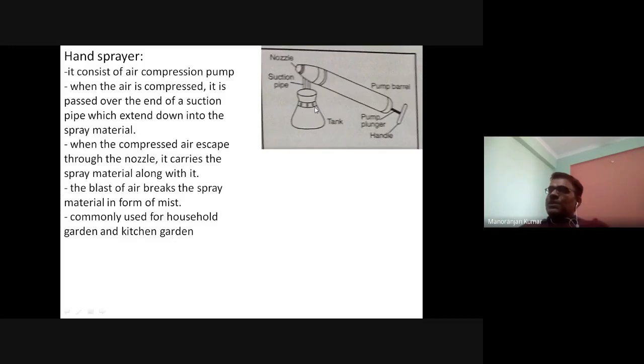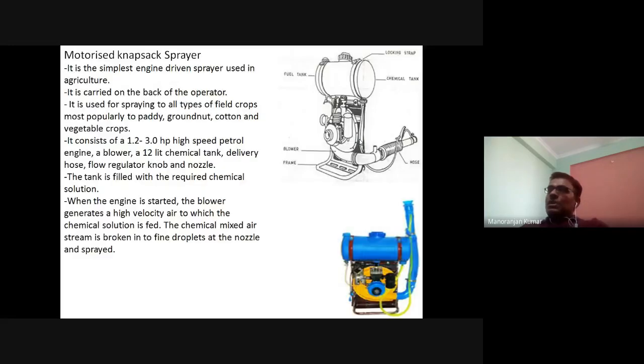So this type of sprayer is commonly used for household garden and kitchen garden. The other one is the motorized knapsack sprayer. It is the simplest engine driven sprayer used in agriculture. It is carried on the back of the operator. It is used for spraying all types of field crops, most popularly paddy, groundnut, cotton, and vegetable crops.